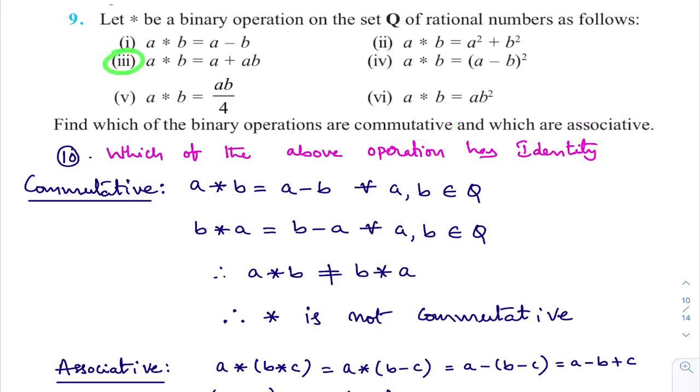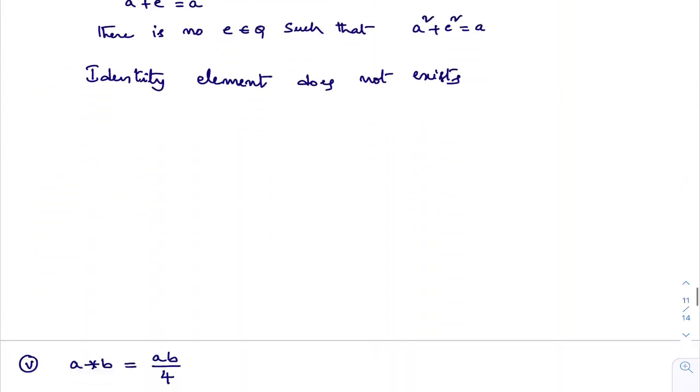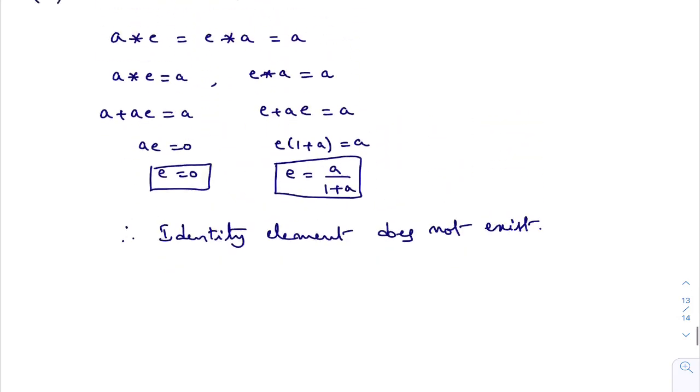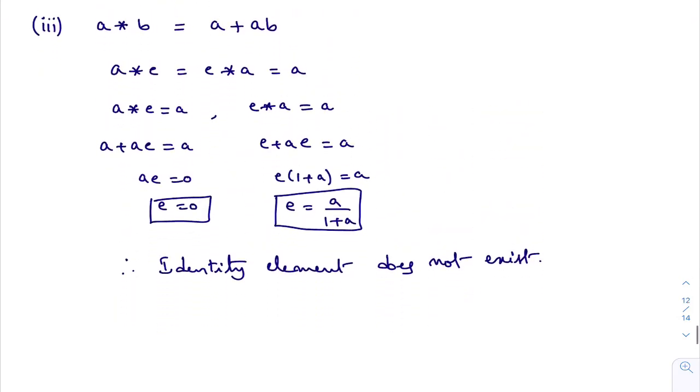I'll go with this third bit. I'm not checking commutativity, associativity here. I want you to go through all those things. In case you need any help, you can take our college material. Now, A star B is given as A plus AB. I am not checking commutativity, associativity here. That is homework. You need to try. I am just checking whether the identity element exists for this star operation or not.